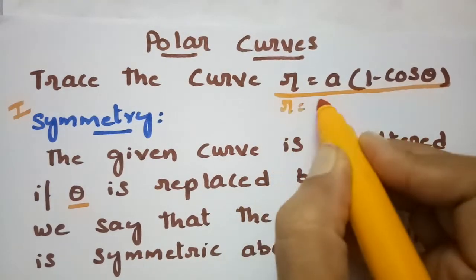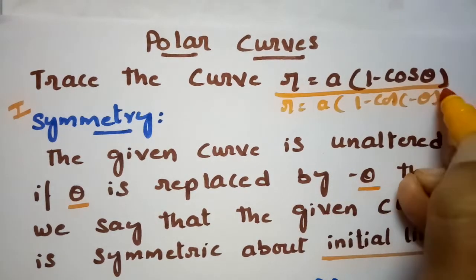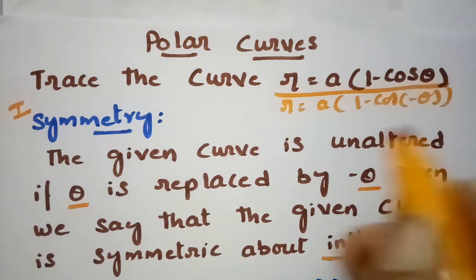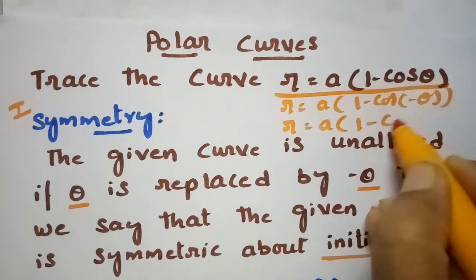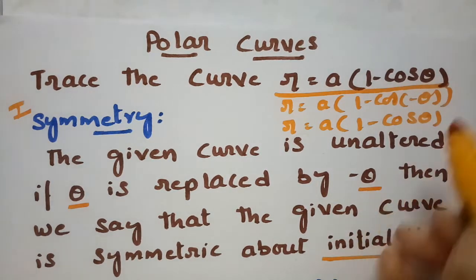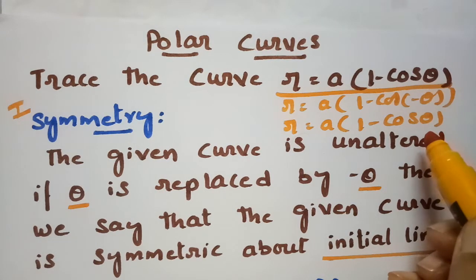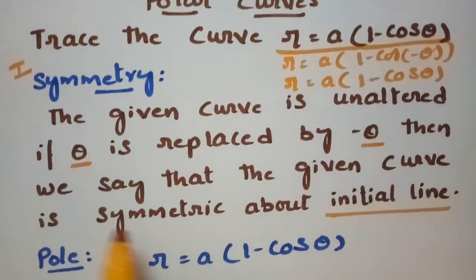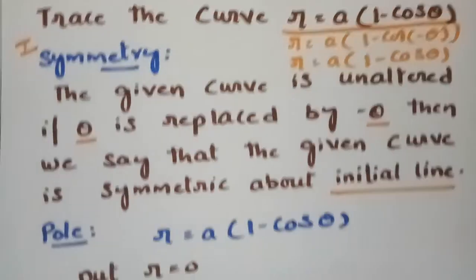In place of θ, I am writing -θ. As you know, cos(-θ) is again cos θ. Therefore, r = a(1 - cos θ). The same equation repeats. So in place of θ, even though I keep -θ, the equation remains the same. Then we say that the given curve is symmetrical about the initial line. Clear? Next one, coming to the pole.